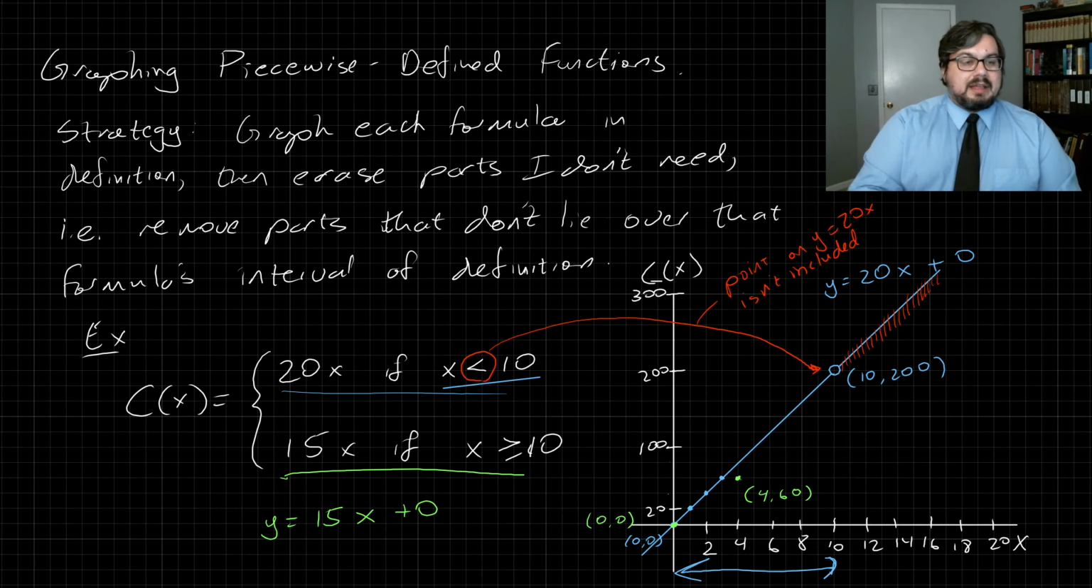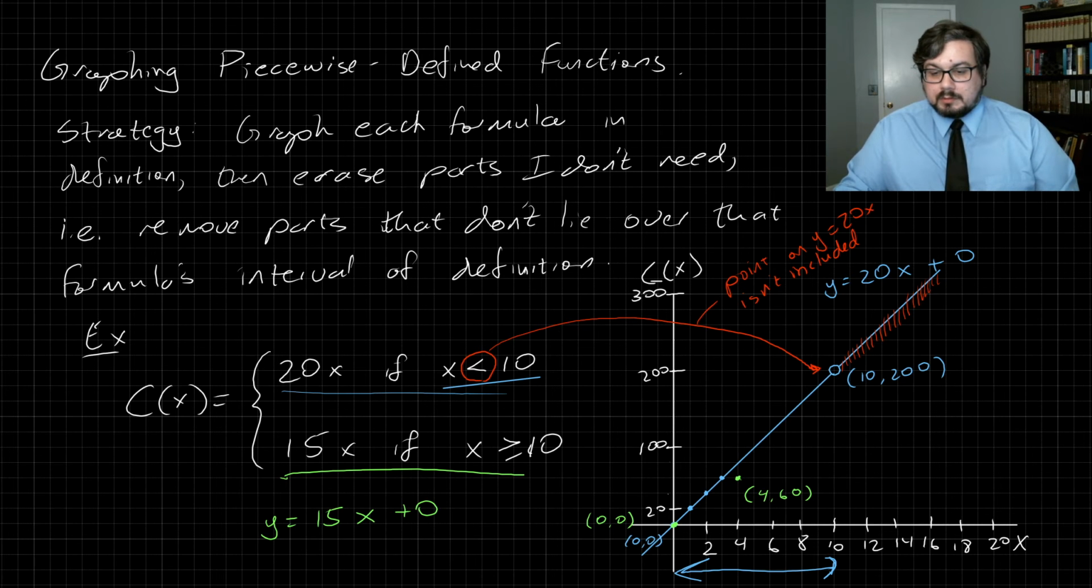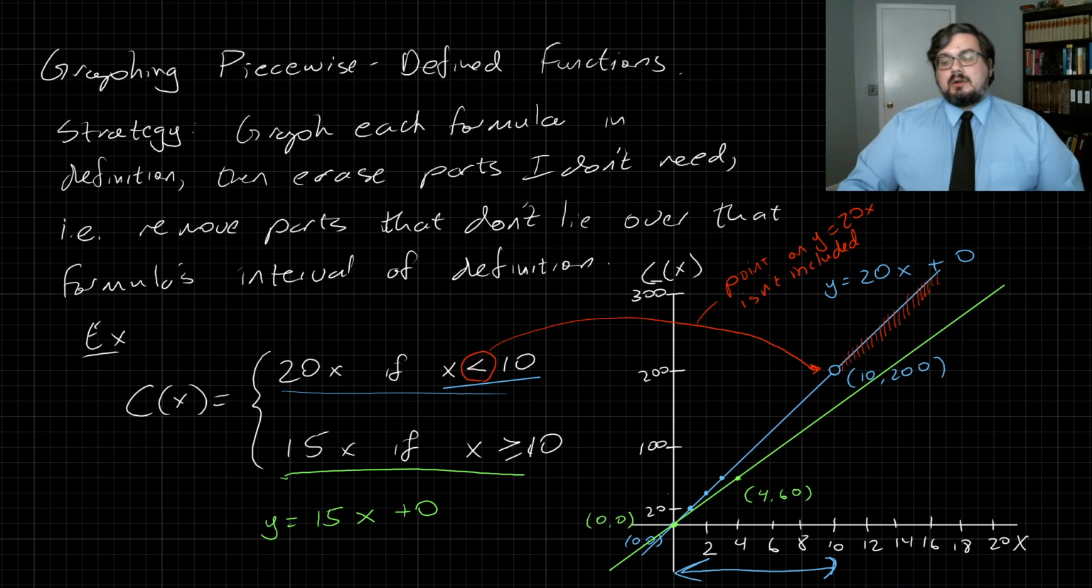So let's go ahead and graph that line. And again, let me try and get this nicely. All right, so there's our green function if we ignored the interval where it applies. So now let's apply that interval.